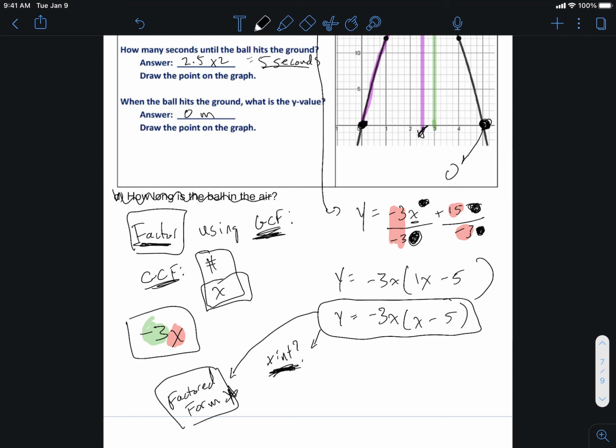Okay, well, I know what one of them is right off the top because I told you guys, as soon as you write it in this form, you can see what one of the x-intercepts are. It always takes the opposite sign that's sitting there. Well, one of them is at x equals 5, right? So your x-intercept for this one is 5 and 0.